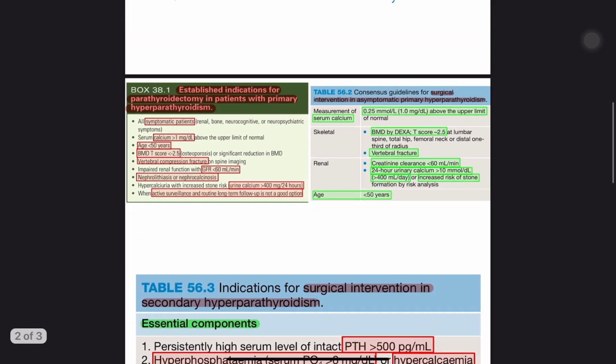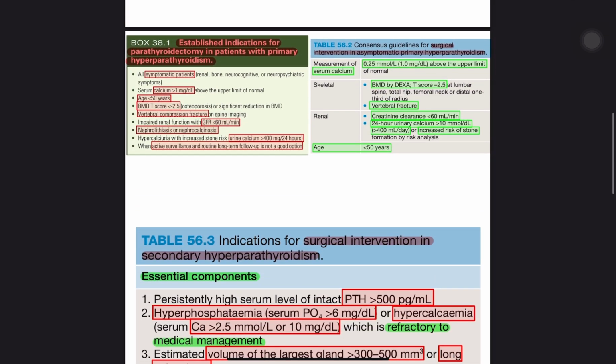So this was a bit confusing, so I tried to compile all three regarding surgical intervention in hyperparathyroidism.